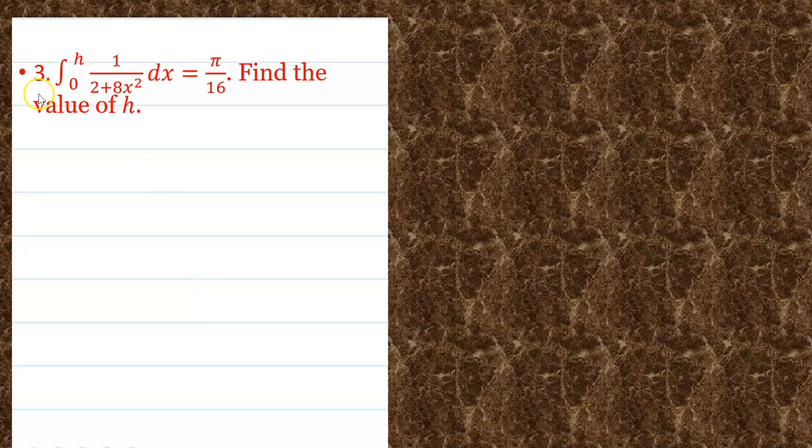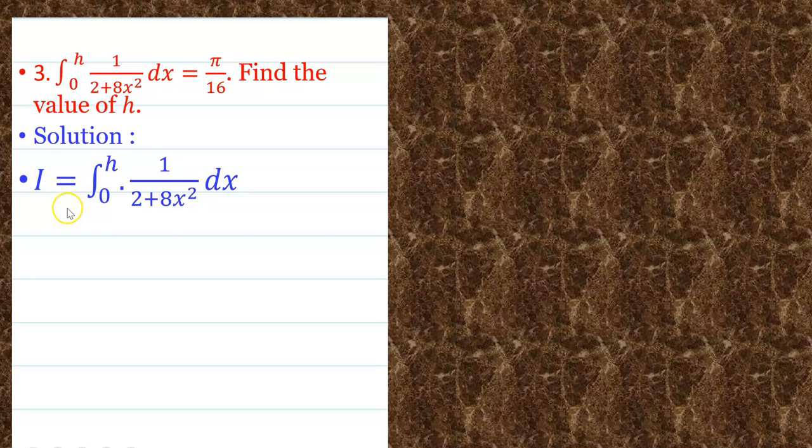Next question, question number 3. Integral 0 to h 1 upon 2 plus 8x square dx is equal to pi upon 16. Then find the value of h. Normal question. See the solution. I is equal to integral 0 to h 1 upon 2 plus 8x square dx. We will take 1 upon 8 as common, and here you will get 1 upon 8 integral 0 to h 1 by 4 plus x square dx.